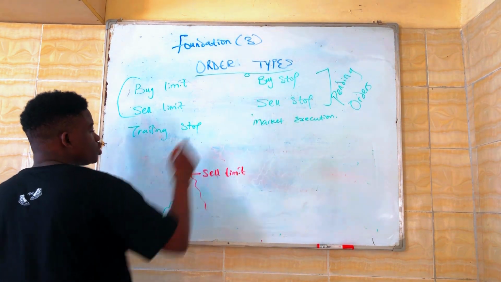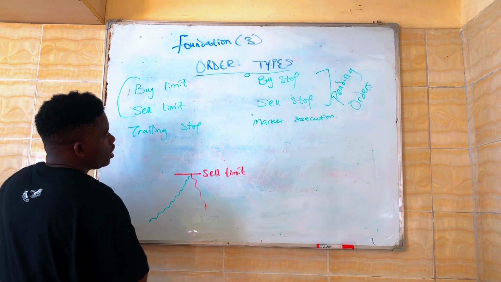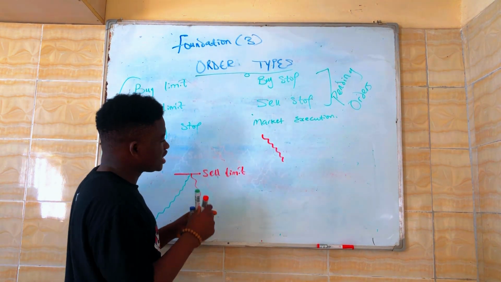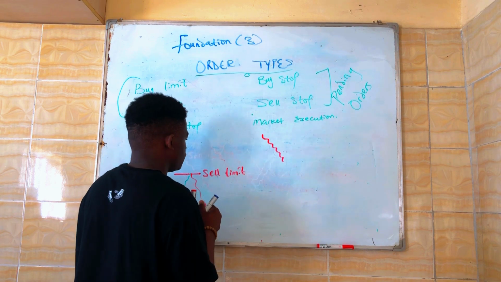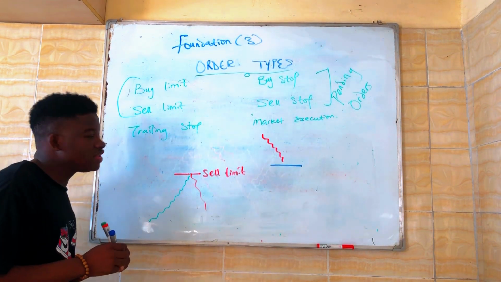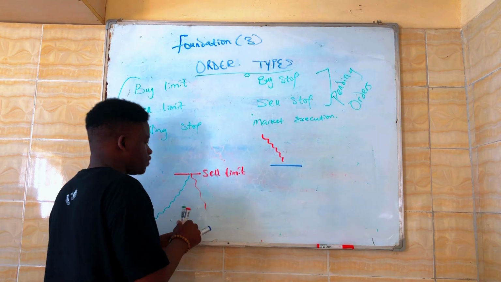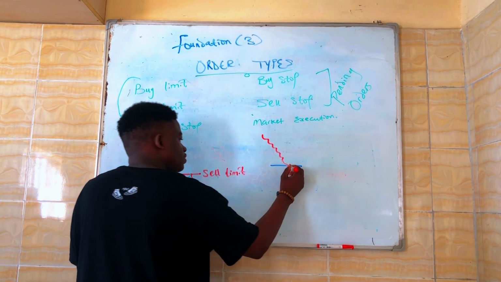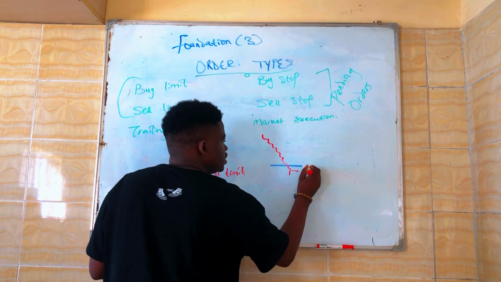So sell stop now is an order that you give to your broker. The price is going down. Let's say I've marked out a key region here. Now, if the market should break this region and keep going down, please book me in. Let's say here, for instance, this is your sell stop.